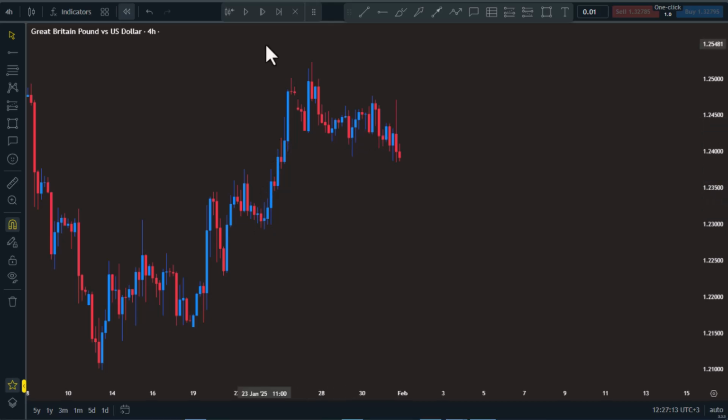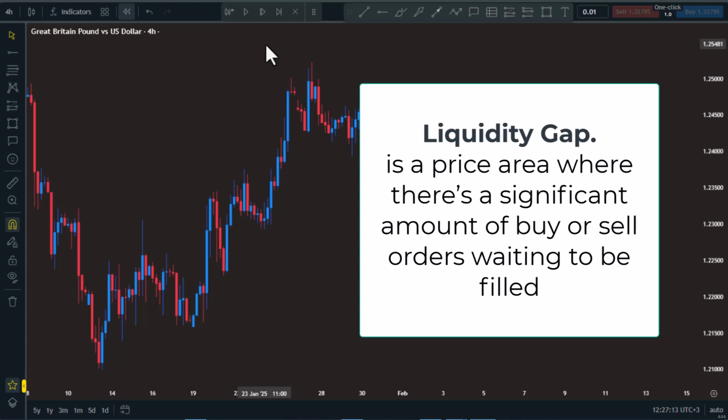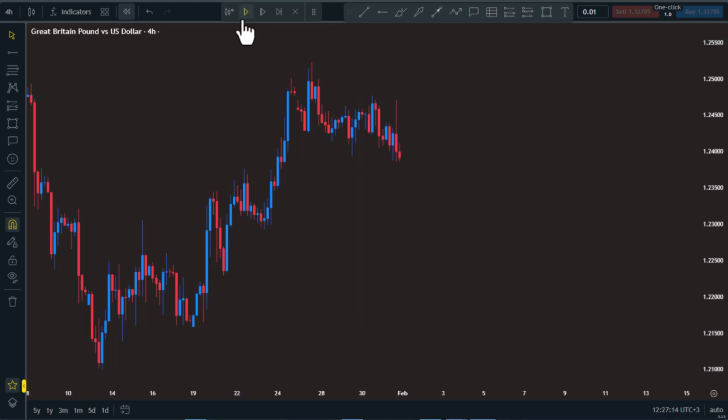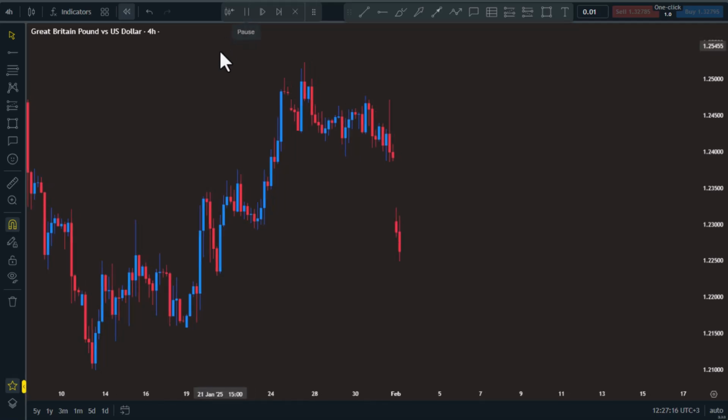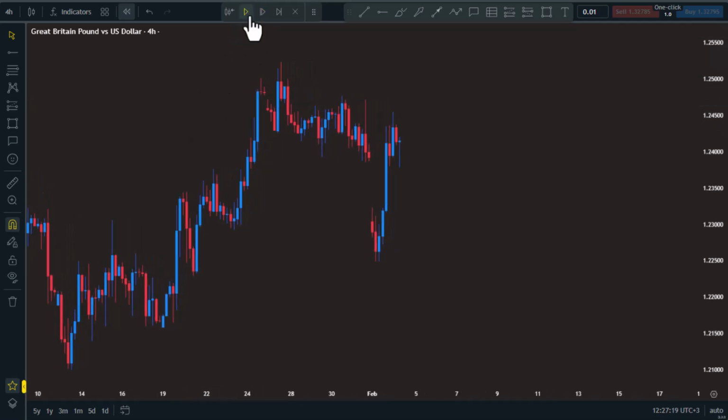In trading, a liquidity gap is a price area where there's a significant amount of buy or sell orders waiting to be filled. These gaps often occur after a sharp price movement, leaving a hole on the chart where the price didn't trade. An inversion liquidity gap takes this a step further. It happens when a normal gap forms, but then the price reverses to fill that gap, and in the process, breaks the existing market structure. This reversal and structure break are key characteristics that set it apart from a regular gap.